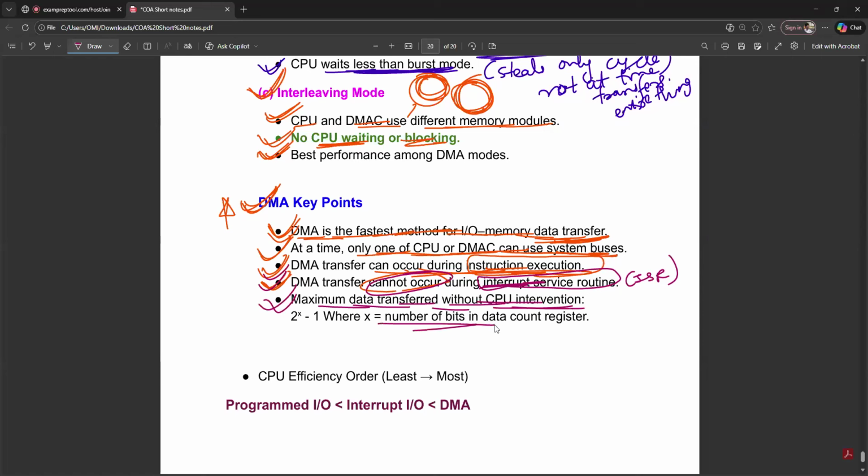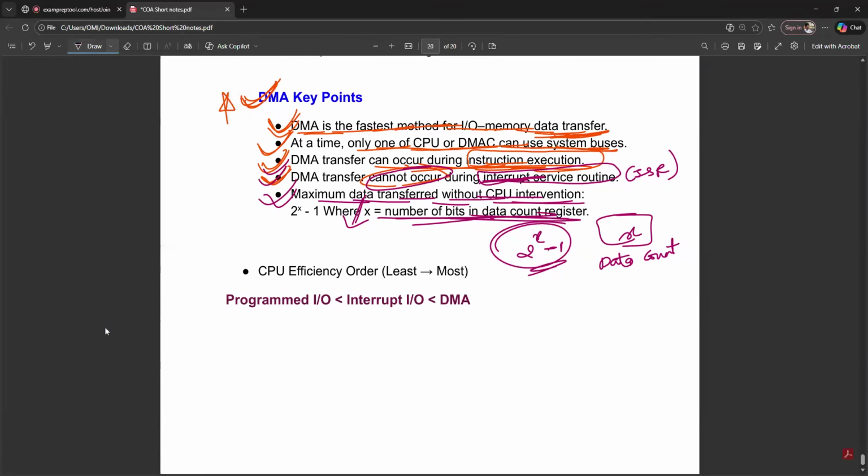One important point is the maximum data transferred without CPU intervention. If X is the number of bits in the data count register, what is the maximum data it can transfer? 2 power X minus 1 data it can transfer.